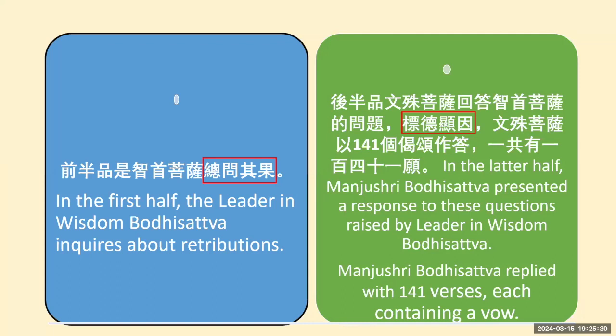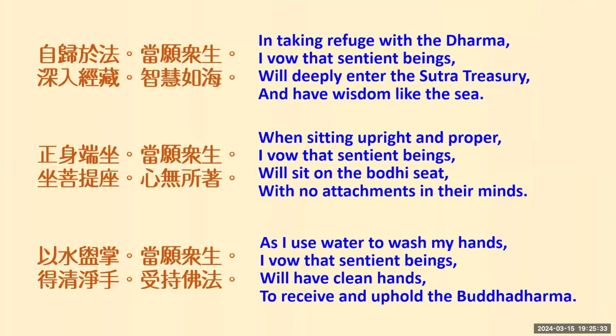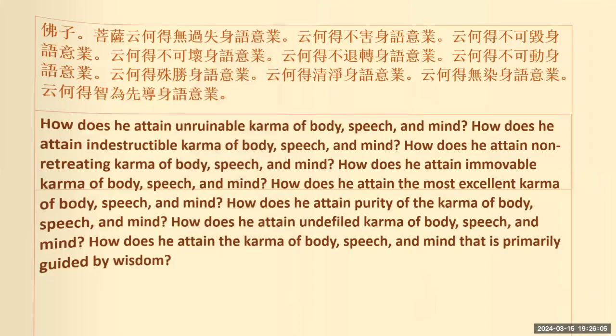These vows explain the causes and ways to cultivate them, leading to the desired attainment of these rewards. These familiar verses that we often encounter are: in taking refuge with the Dharma, I vow that sentient beings will deeply enter the sutra treasury and have wisdom like the sea. When sitting upright and proper, I vow that sentient beings will sit on the Bodhi seat with no attachments in their mind. As I use water to wash my hands, I vow that sentient beings will have clean hands to receive and uphold the Buddha Dharma.